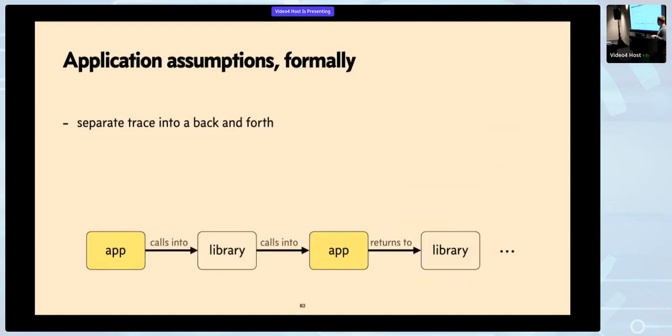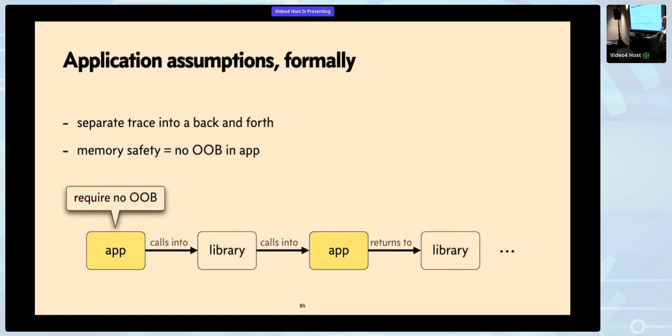When we're looking at this formally, plugging this in separates the run of the whole program with a library plugged in into a trace that has back and forth between the application calling into the library, calling into the application again, returning, et cetera. And then, for instance, for defining memory safety, we said that there's essentially no out-of-bound behavior in the application. So what this looks like is we require that when the application is running in the trace, there are none of these out-of-bound memory accesses. And then we call into the library.